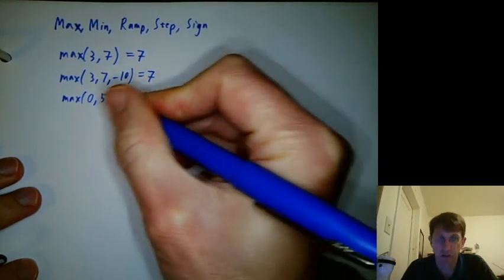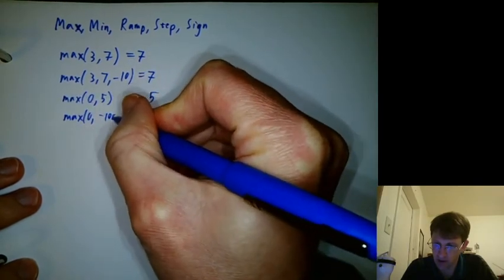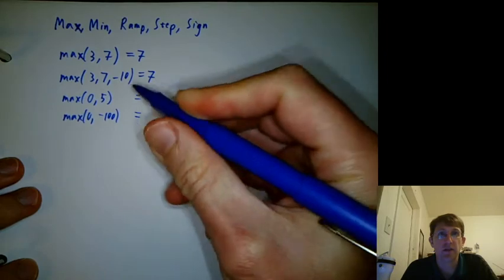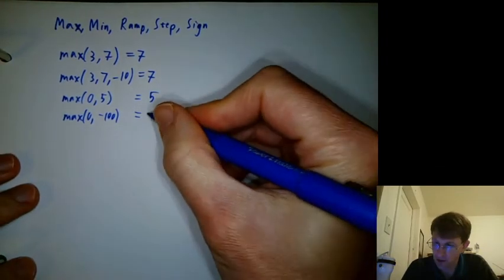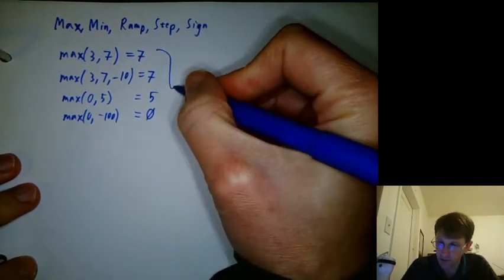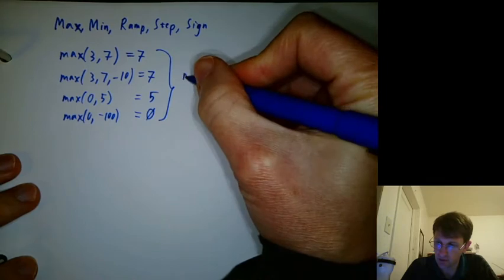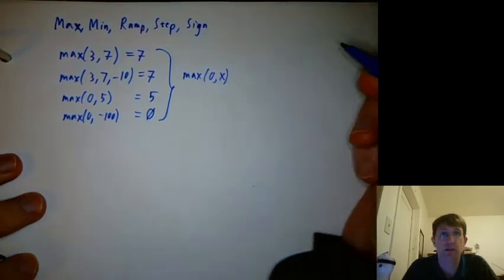What about the max of 0 and 5? Hopefully you'd say 5. How about the max of 0 and negative 100? Well, 0 is larger than negative 100. 0 is closer to positive infinity. So this is just 0. So we can take all those ideas and boil them into a new common function called max of 0, x.